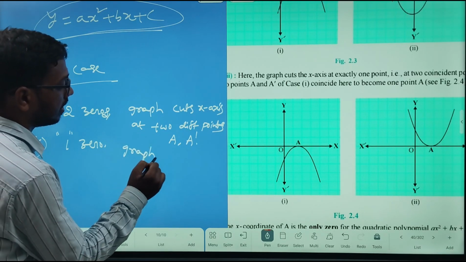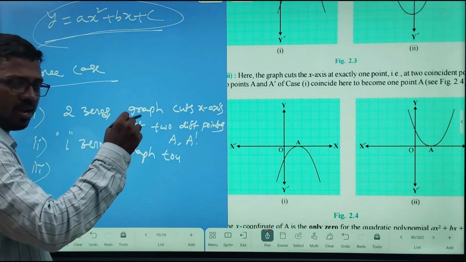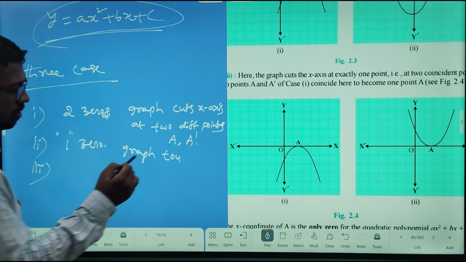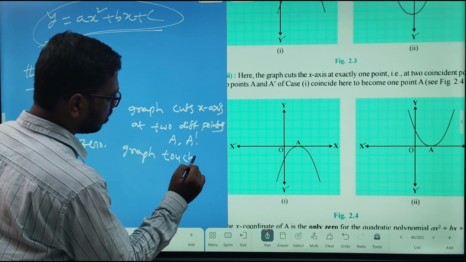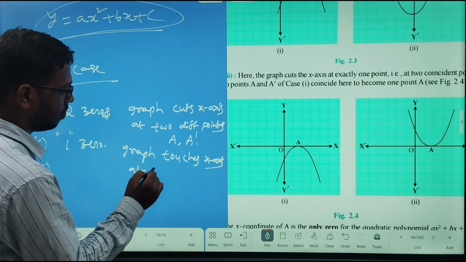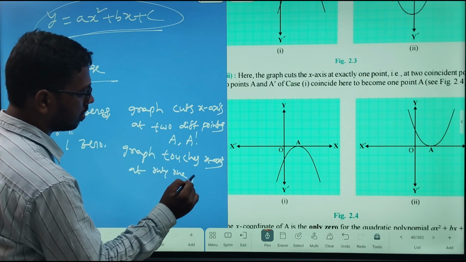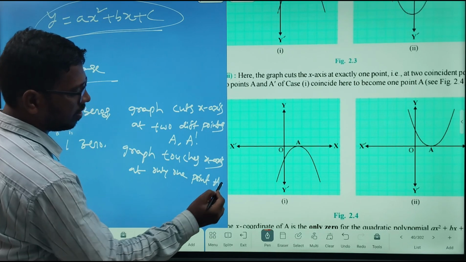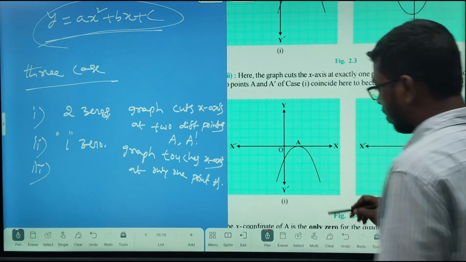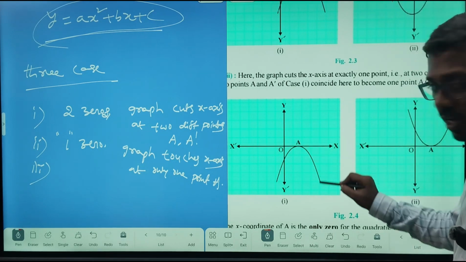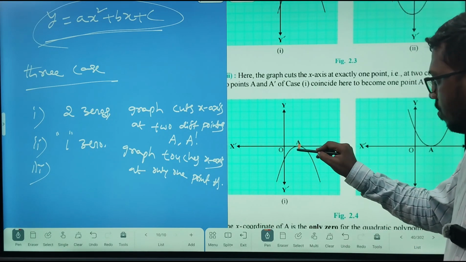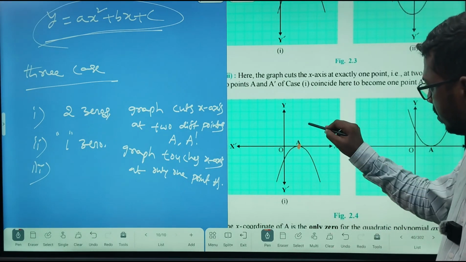If the graph touches, not cuts. Cuts means 2 different zeros. Touches means the same, but 1 zero only. The graph touches the x-axis at only 1 point. That is here assumed as A. It means A and A dash coincide. So here, as you are seeing in the diagram, a reverse U shape touches only at 1 point, A. It means 1 zero only.